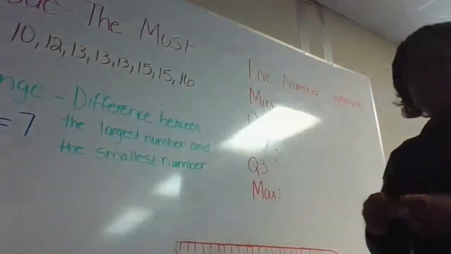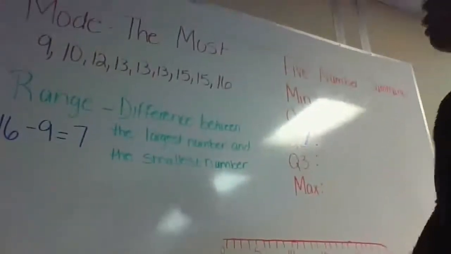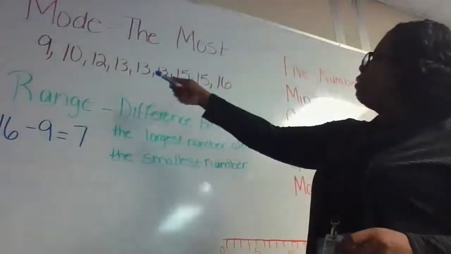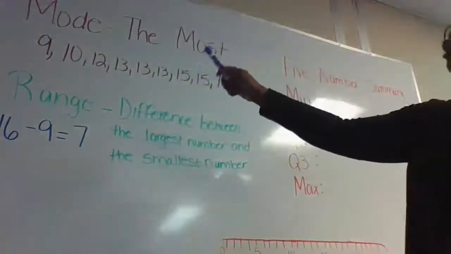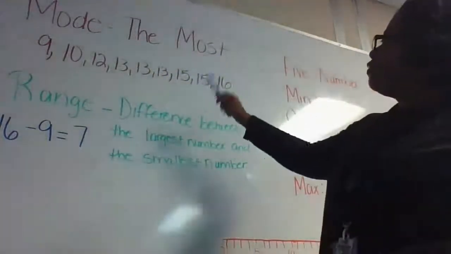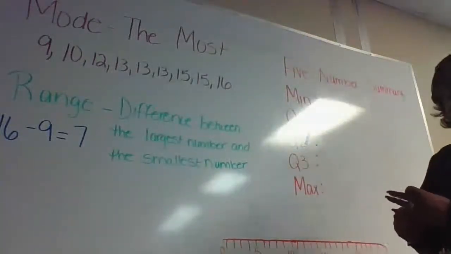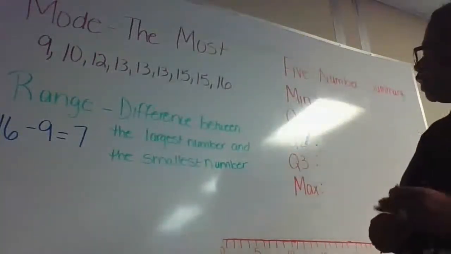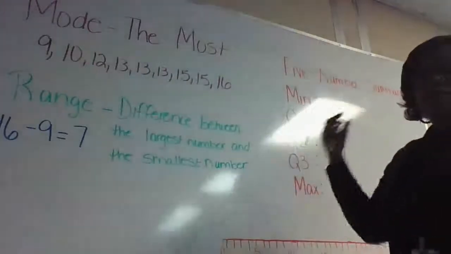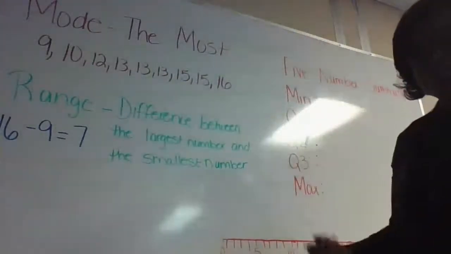So we are going to use this same set of data, okay? We're going to use 9, 10, 12, 13, 13, 13, 15, 15, and 16. With that, we look at our data and we say, okay, what is the minimum? The minimum is the smallest number.